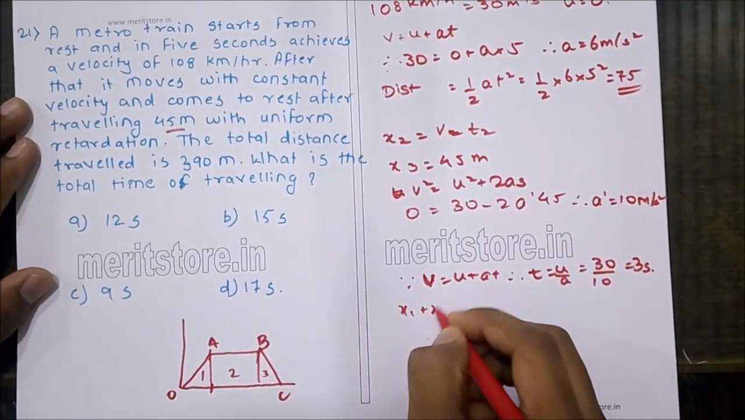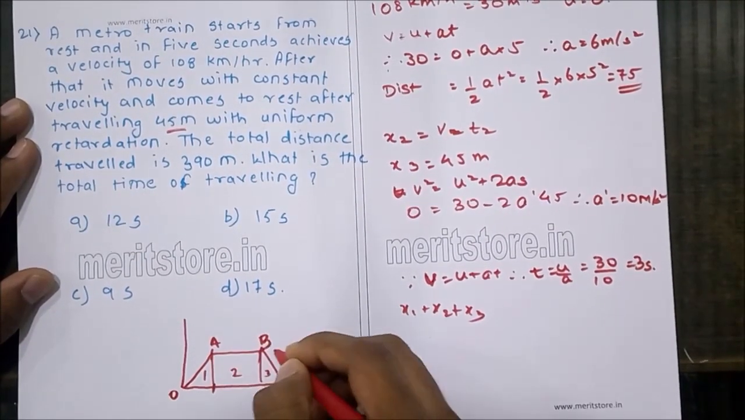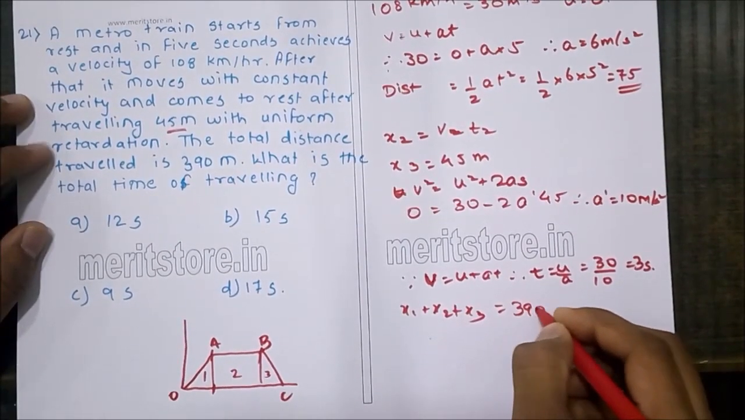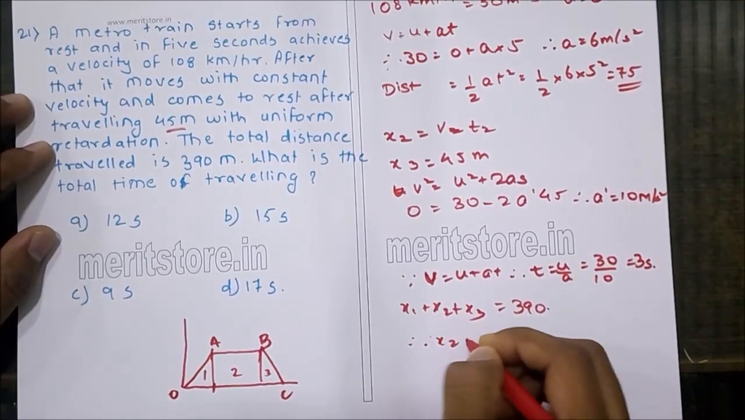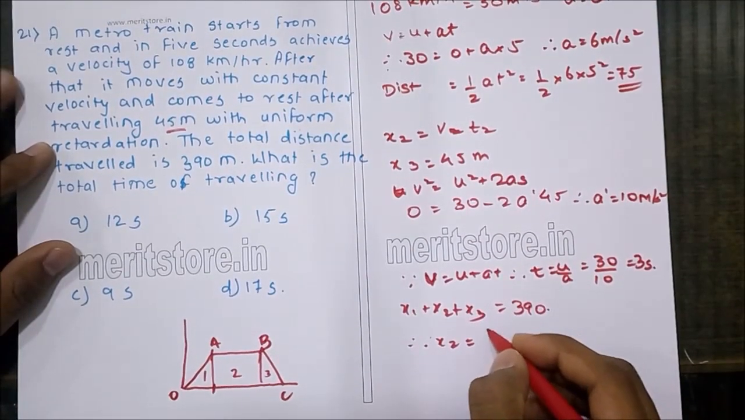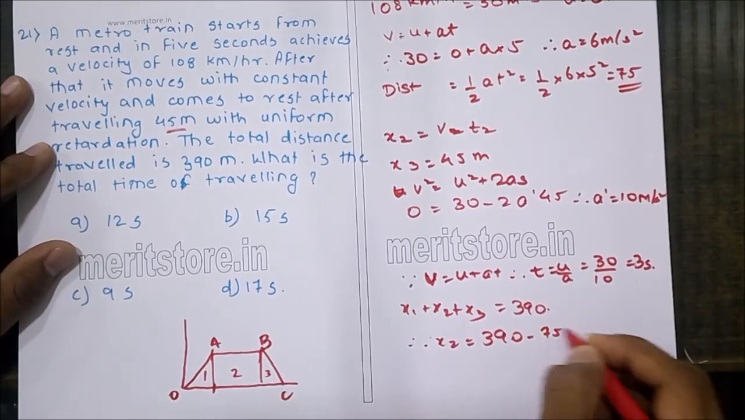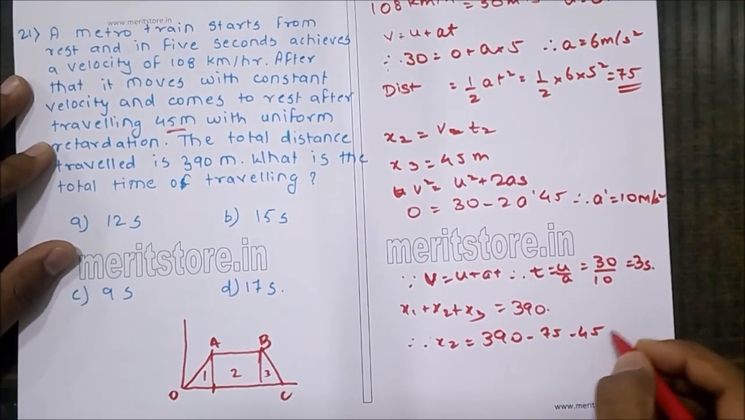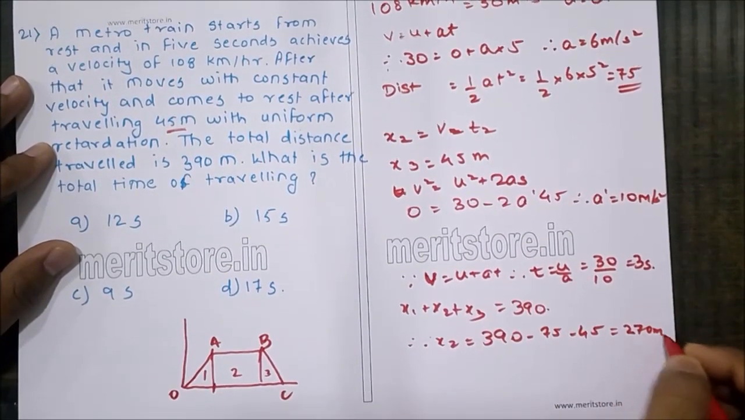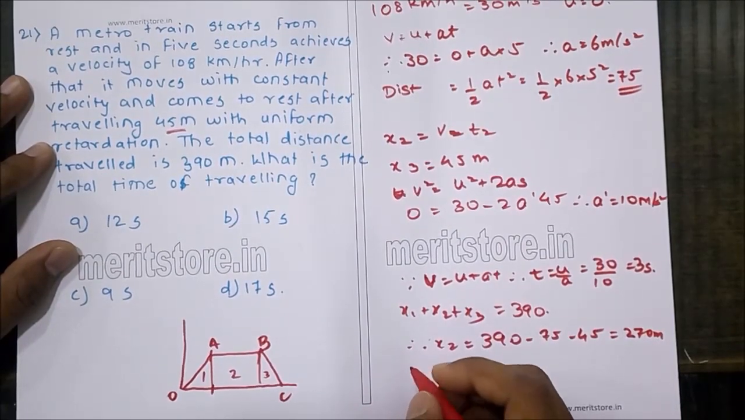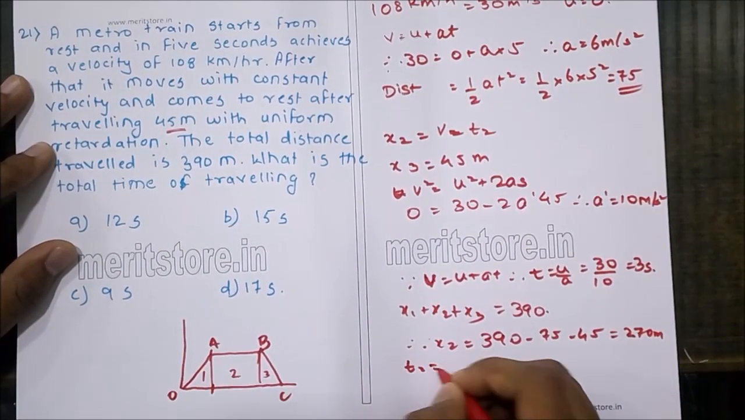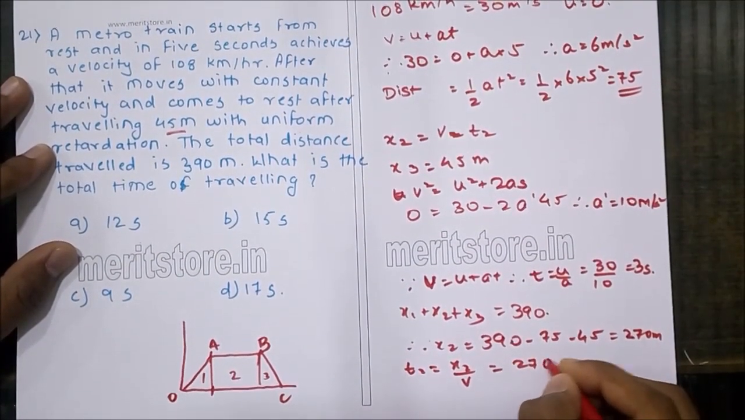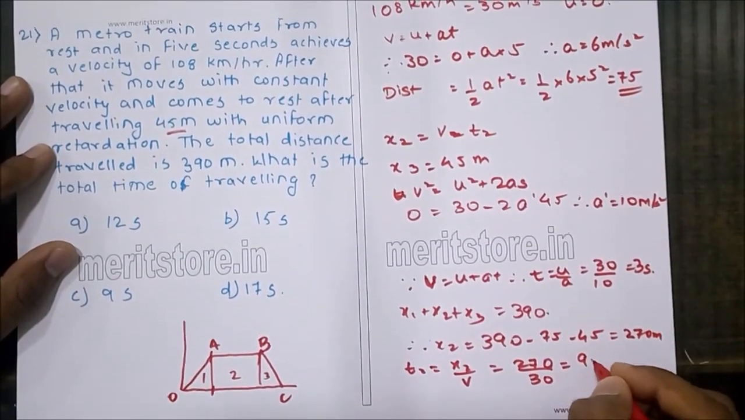But x1 plus x2 plus x3, the distance OA, AB and BC is given as 390 meters. Therefore x2 can be found out as 390 minus 75 minus 45, which is equal to 270 meters. Now the time taken to travel 270 meters, t2, will be x2 upon v, which is nothing but 270 upon 30, which is 9 seconds.